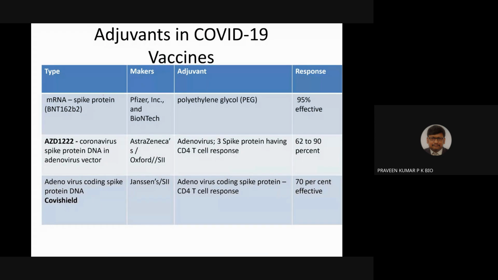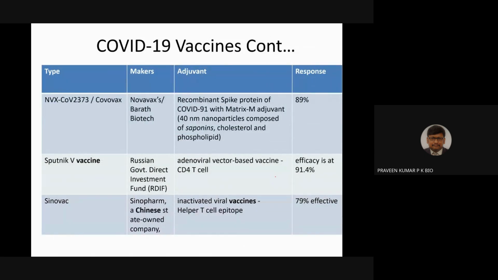If you see the adjuvants, there are so many kinds of adjuvants in the SARS-CoV-2 vaccines themselves. In the mRNA spike protein vaccine, Pfizer used polyethylene glycol, which is 95% effective. And AstraZeneca, the coronavirus vaccine AZD1222, which uses the adenovirus, can give 60 to 90%. And Covishield, developed by Janssen, has a CD4 T cell response, 70% effective. Likewise, Covaxin, Sputnik. So almost all the vaccines use adjuvants.